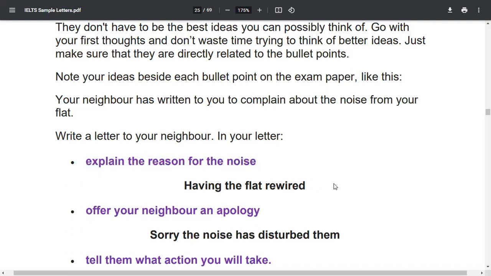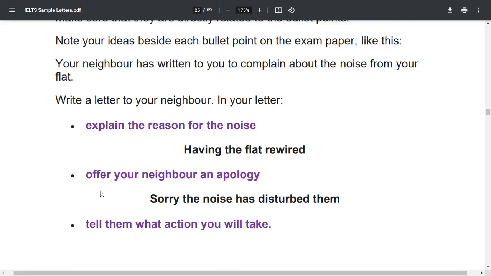So you can write a simple note, and then you will have to elaborate on this specific note later when you start writing. For example, I'm going to mention something about having the flat rewired. When you are having the flat rewired, it means you are changing the whole electricity of the flat. The flat means apartment.